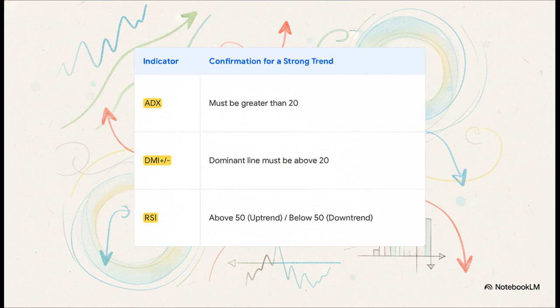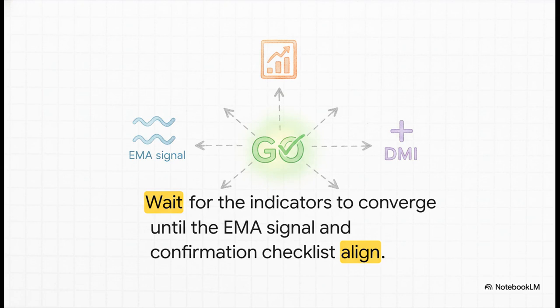The dominant line there also needs to be above 20. And finally, the good old RSI, our momentum gauge. For an uptrend, it's got to be above 50, for a downtrend, below 50. All three of these have to agree with what the EMAs are telling us. Seriously, write this down. Put it on a sticky note on your monitor. This is the golden rule.